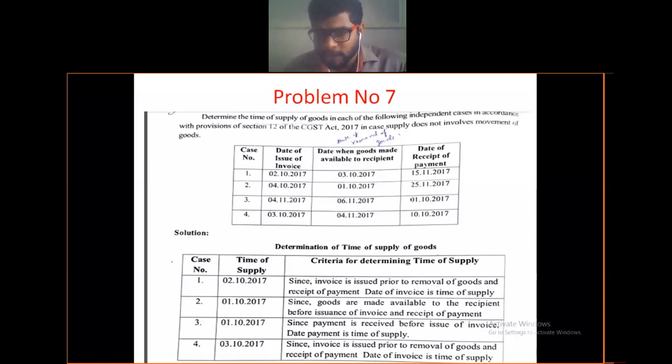Payment is received before the issue of invoice as well as before the removal of goods. Therefore, date of payment itself is considered as a time of supply.